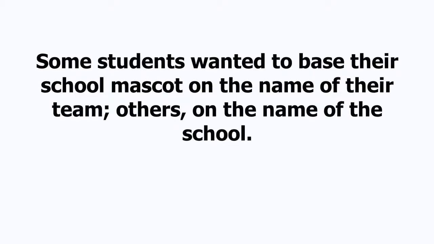So, some students wanted to base their school mascot on the name of their team. Others wanted to base it on the name of the school. A gapping comma would be used in the second half of the sentence, just before the second statement. Some students wanted to base their school mascot on the name of their team; others, on the name of the school. That little gapping comma allowed us to cut out unnecessary repeating words.